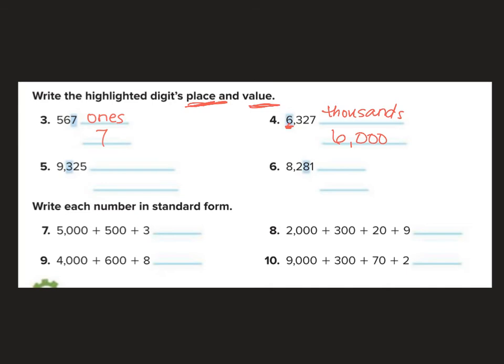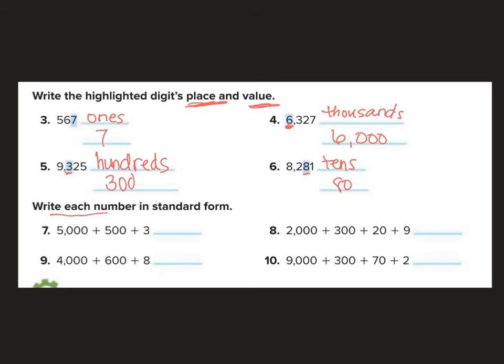Here, we have a 3. That 3 is in the hundreds place. Because that 3 is worth hundreds, right? Hundreds place. And that 3 is worth 300. Okay, here our 8 is in the tens place. And it is worth 80.